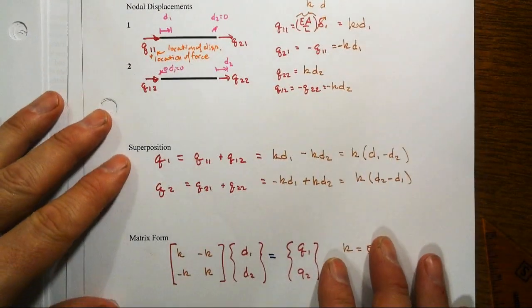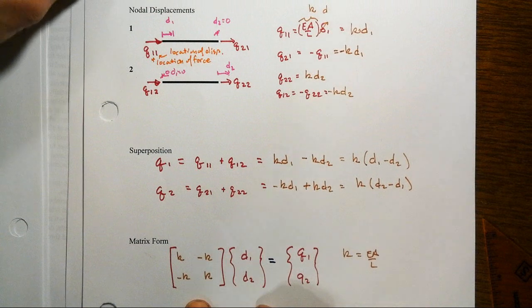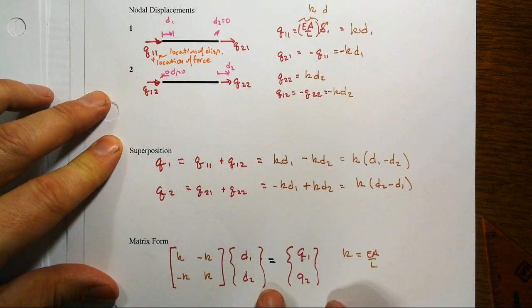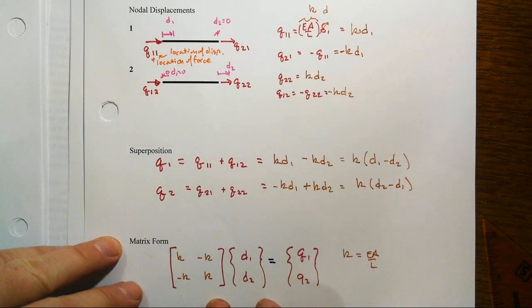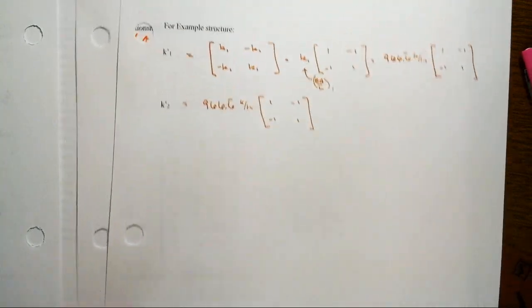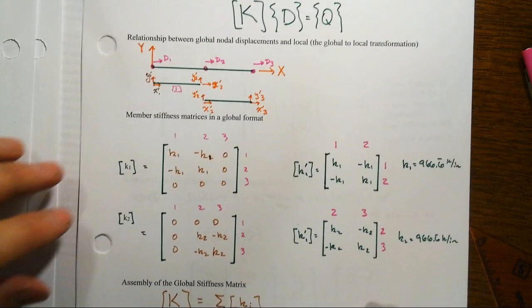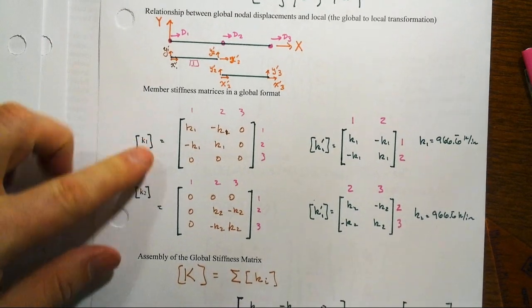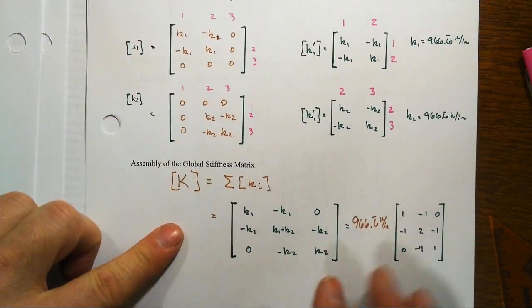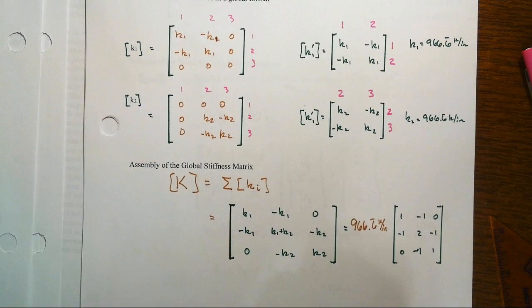with this little member stiffness matrix form that looks very much similar in the same kind of fashion as what we were doing before. And then how do we take that and put it into a global format from which then we can just do a direct superposition to get to the global stiffness matrix.